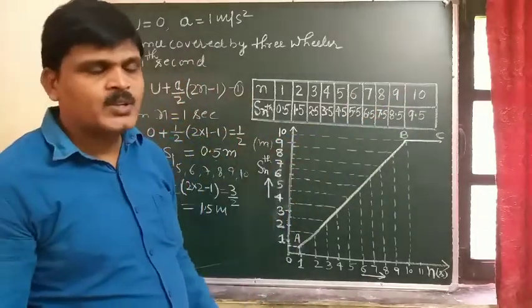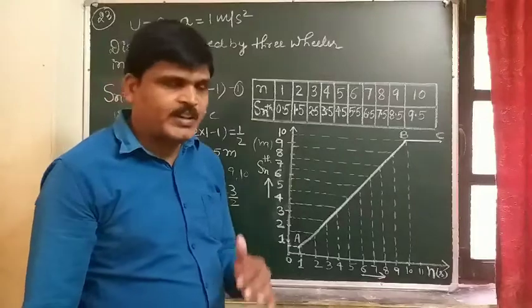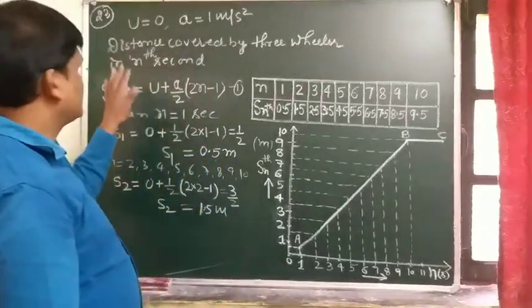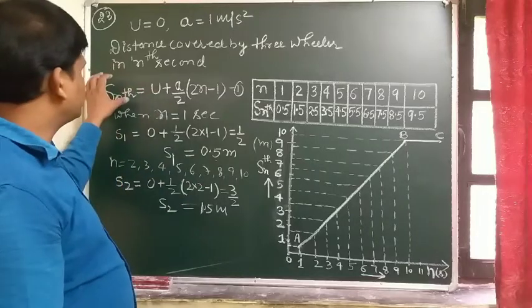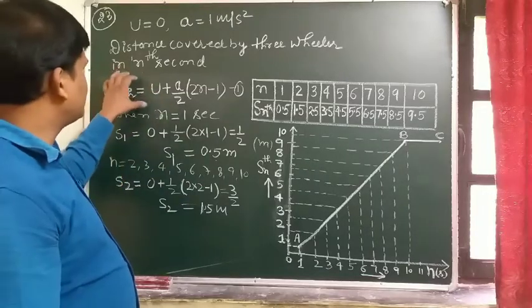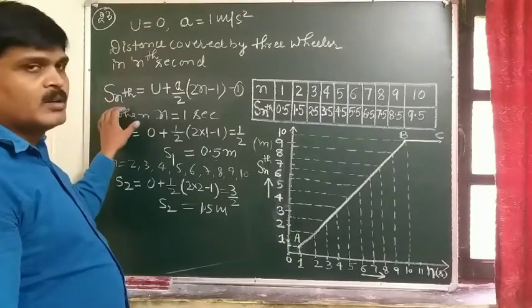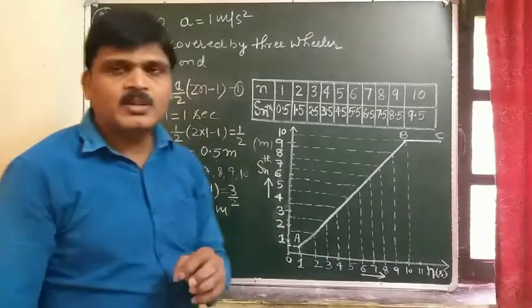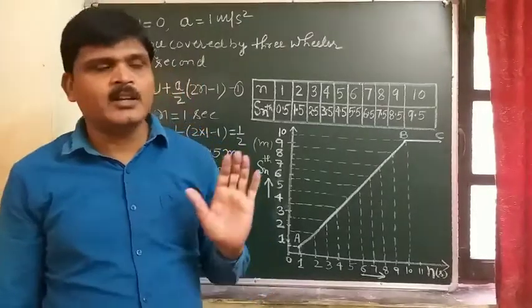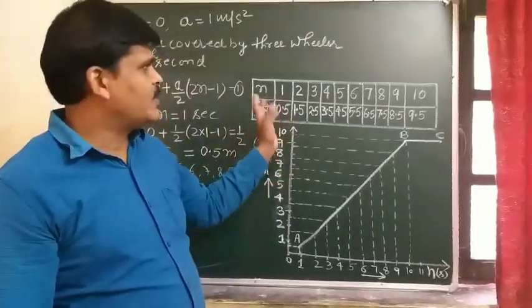The three-wheeler moves with a uniform acceleration. So students, we only have to put in the formula for the distance traveled by the three-wheeler in the nth second. We put the formula S_n equal to u plus a by 2, into (2n minus 1), and putting the value of n from 1 to 10, we get the values from 1 to 10.